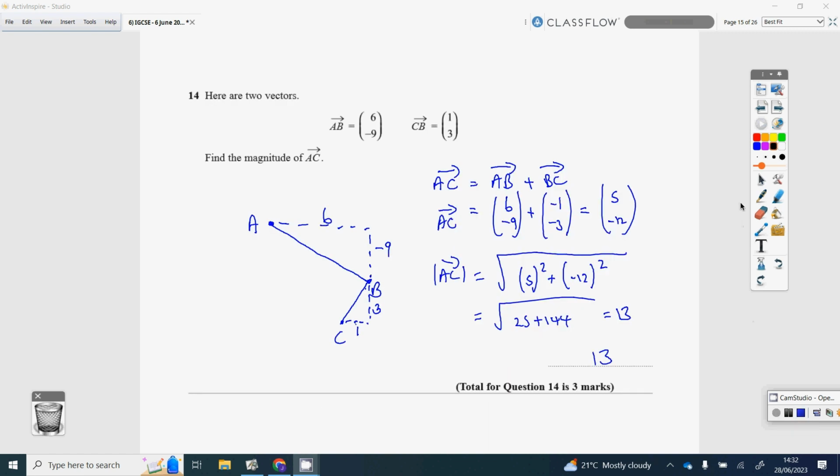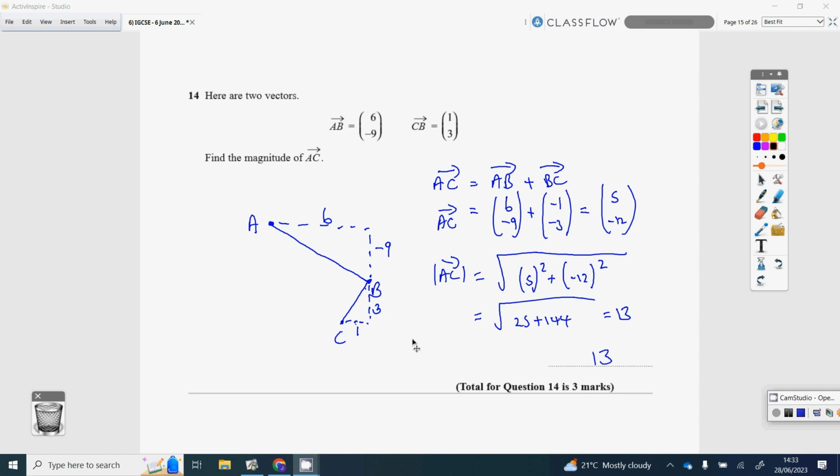Question 14. Now, I always find a diagram just helps me gather my thoughts. So going from A to B, I'm going 6 to the right and 9 down. So A to B, 6 to the right, 9 down. It doesn't have to be to scale, just make sure you're going in the right direction. Now, going from C to B is 1 across and 3 up. So C to B is 1 across and 3 up.